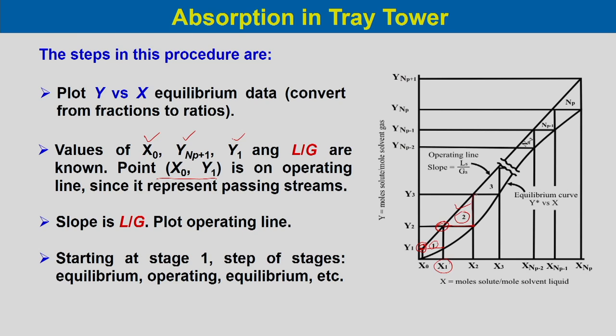Now, in a similar way, if you make the staircase arrangement, from this mixing point you go to the equilibrium line and then to the operating line, and this represents one equilibrium stage. Similarly, you can plot till the exit concentration is reached, and when you reach the bottom tray composition, you stop to find the number of trays required, which is NP shown over here. So this is NP number of stages, and you can see it reaches the bottom of the tower composition, which is YNP plus 1 and XNP. This way we can find graphically, using the McCabe Thiele type of diagram, the number of ideal stages required for a particular separation.